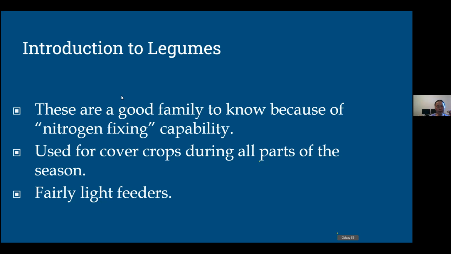Okay, so a bit of an introduction to legumes. They are a good family to know because of their nitrogen fixing capability. Like I was saying, they feed the soil with good nutrients, so they have nitrogen fixing properties, which will bring more nitrogen into the soil. They're used for cover crops during all parts of the season. They're fairly light feeders, so they don't need a ton of nutrients, and they do well in a lot of different soil types.